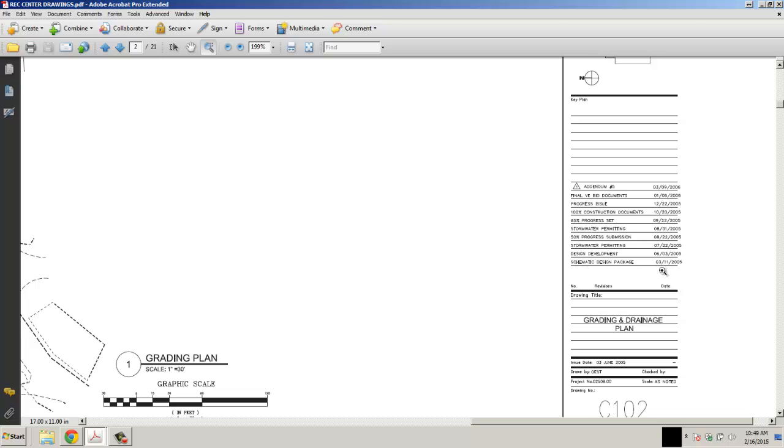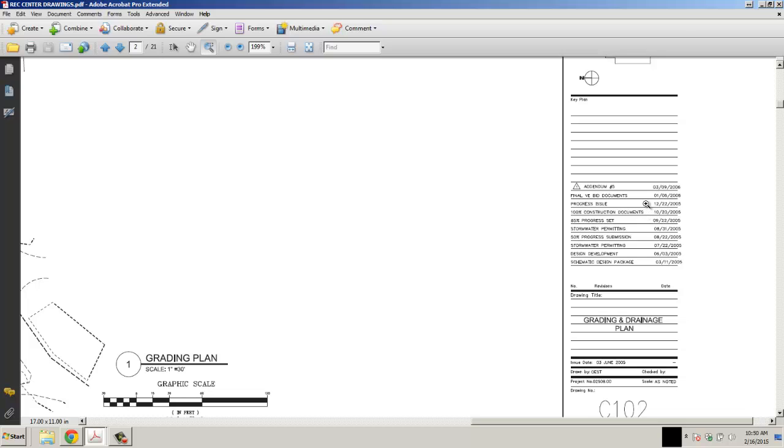On 3/11/2005, they developed the schematic design package. 3 months later, they had the design development going. On July 22nd, 2005, we had our stormwater permitting, which means that we were permitted to go ahead and move forward. Apparently, there was a 50% progress submission. 8/31, there was another stormwater permit that went through. We had an 85% progress set done in September. We had our 100% construction documents done in October.